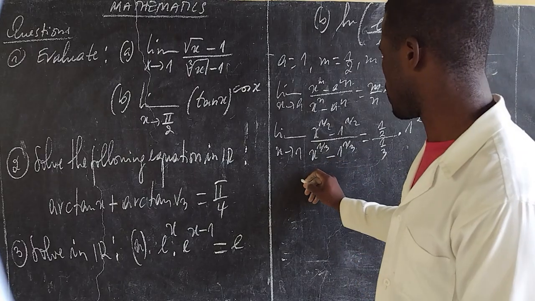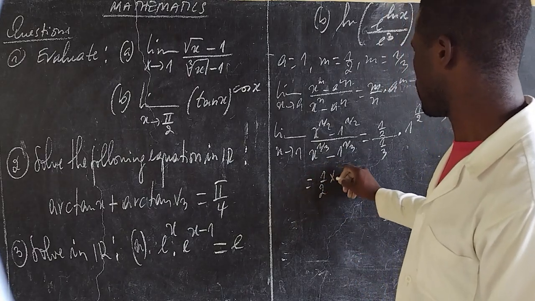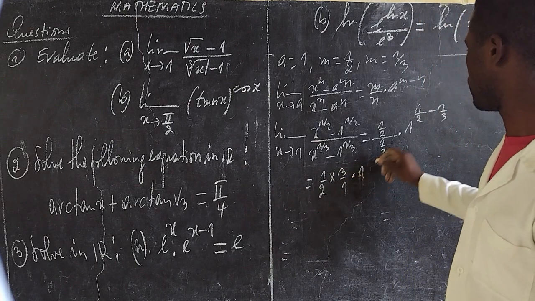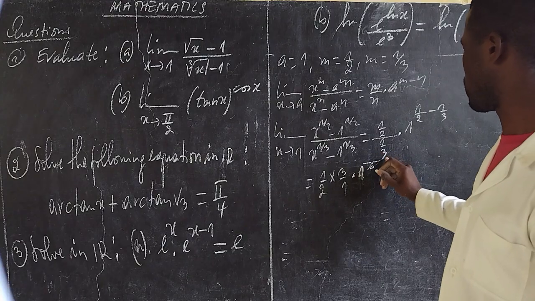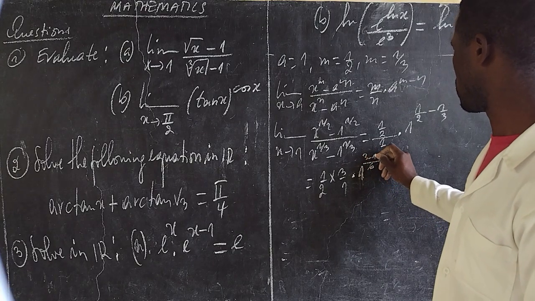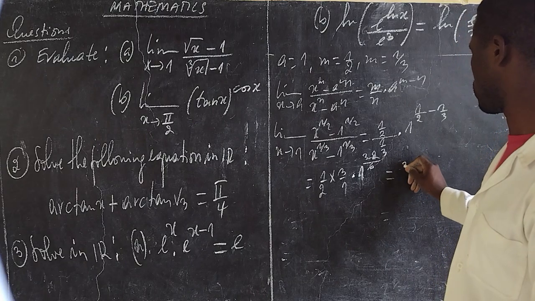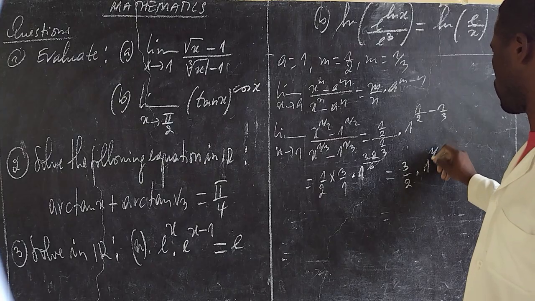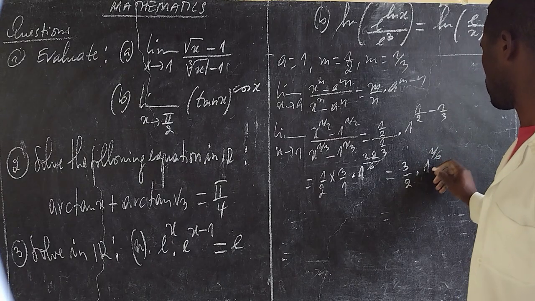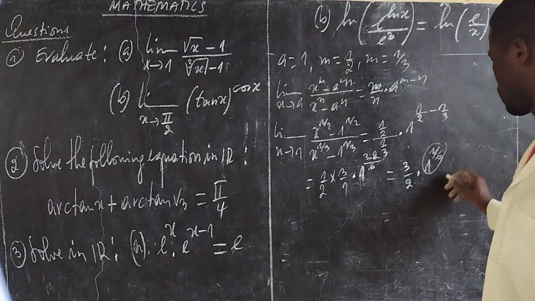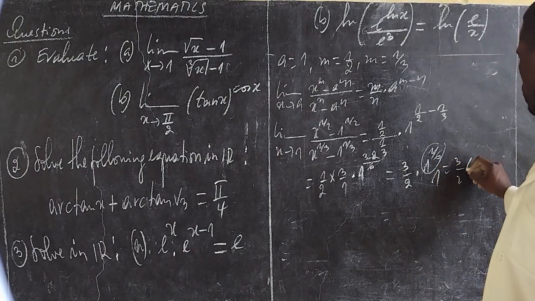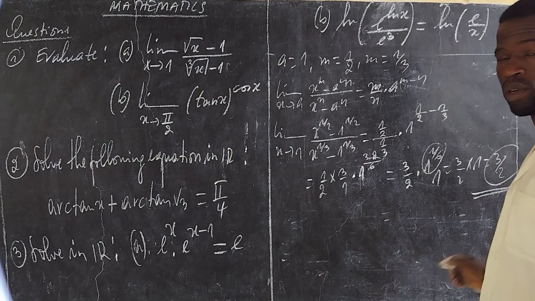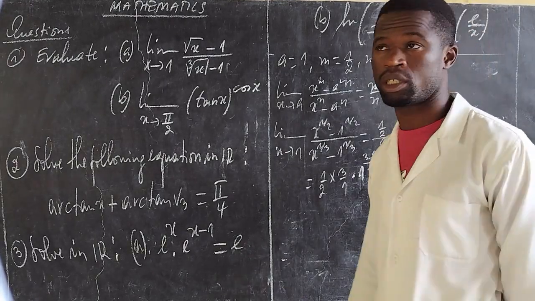Together, this implies that we have 1 over 2 times 3 over 1 times 1 to the power, with numerator 6, remaining 3 minus 2, which is 1 over 6. This is equal to 3 over 2 times 1 to the power 1 over 6. Then 1 to the power 1 over 6 is equal to 1, and 3 over 2 times 1 is equal to 3 over 2. That is the final answer, 3 over 2. So that's simple and easy.